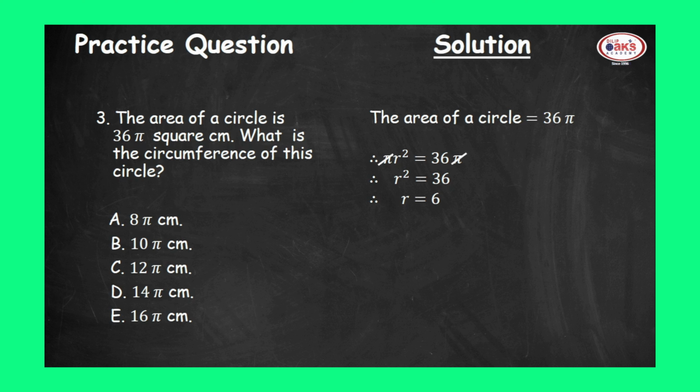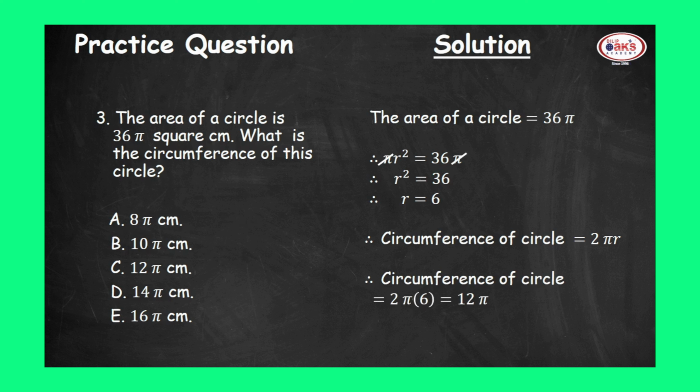Now the next task is to find the circumference of this circle. We know that the circumference of a circle is given by 2 pi r. We have already found that the value of r is 6. So substituting this value we get 2 pi r, which is 2 into pi into 6, which is equal to 12 pi units. And therefore we will mark option C to conclude this question successfully. Okay. So far so good.